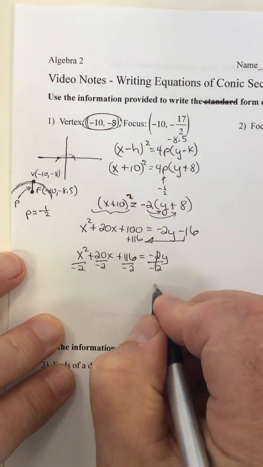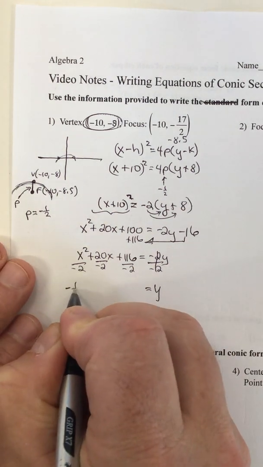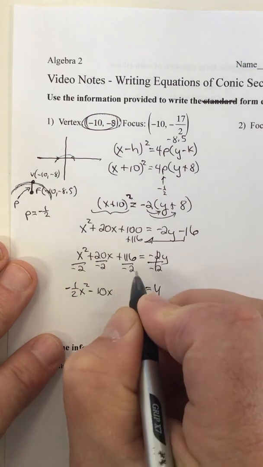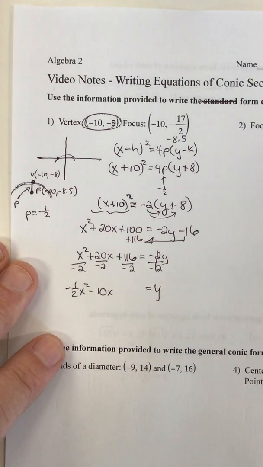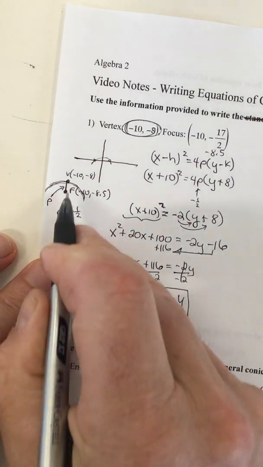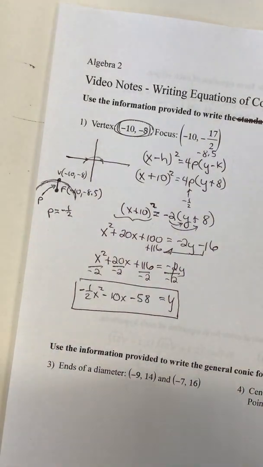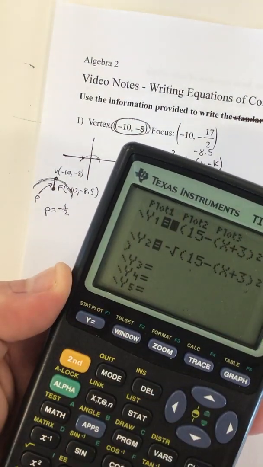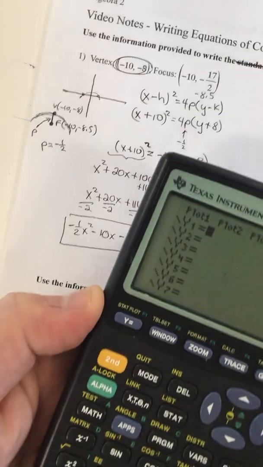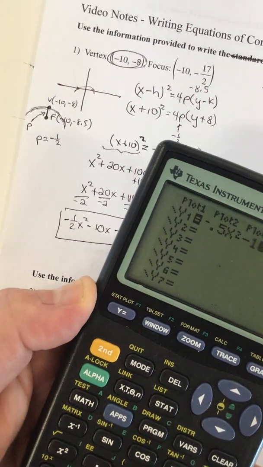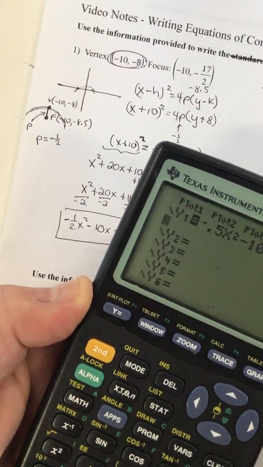So we end up with y is equal to -1/2 x squared, 20 divided by -2 is -10x, and 116 divided by -2 is -58. Okay, if we put that in our calculator, we will get a vertex at (-10, -8), and it'll be pointing down. This one is easy to show on the calculator. They're not all easy to show. If we go -1/2 x squared minus 10x minus 58.